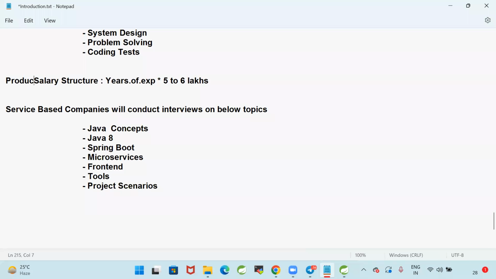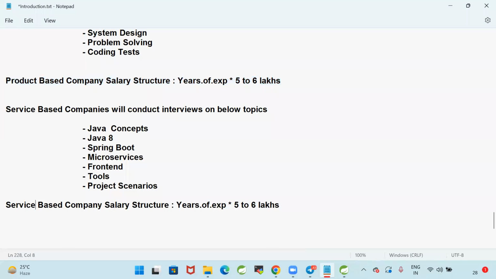Product-based company salary structure: years of experience multiplied by 5 to 6 lakhs. For a service-based company, years of experience multiplied by 3 to 4 lakhs they can offer. That is the general market strategy. If your company is giving more salary, then that's fine, but this is a generalization I'm doing. Most companies will follow this formula, but it is not applicable for all. Some companies may give you more, some may give you less.